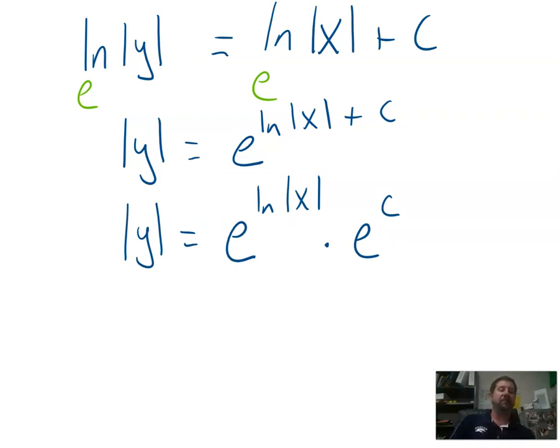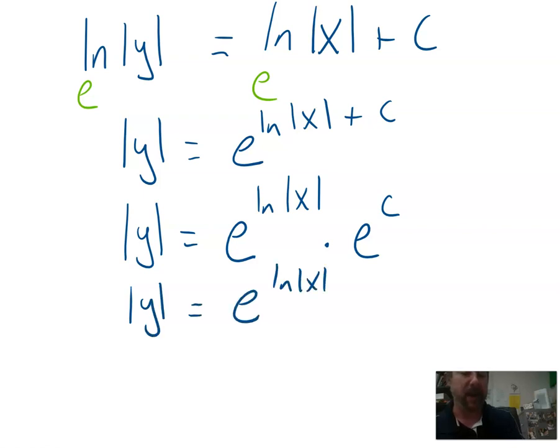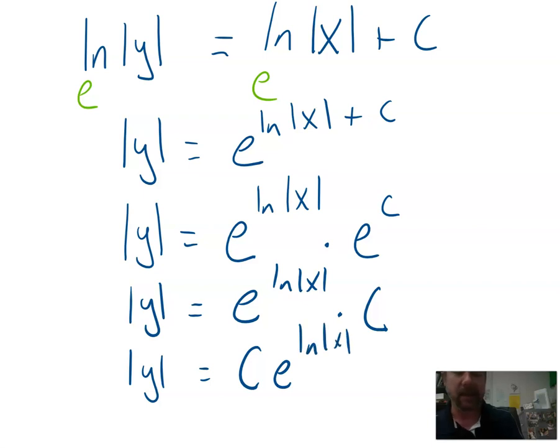Because my exponent is being added up here, I can bring this down and rewrite it with two separate bases that are multiplied together. Now, when I've got e to the c, again, c was just some constant, and now e to the c would be some other constant. So we can rewrite this as the absolute value of y equals e to the ln of absolute value of x times c, or the absolute value of y equals c e to the ln absolute value of x.